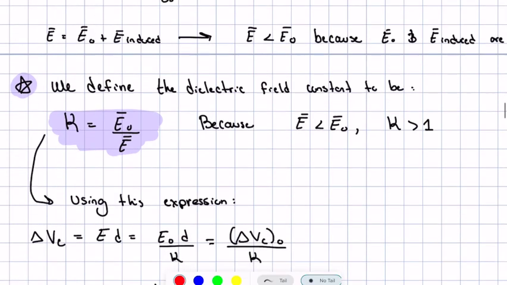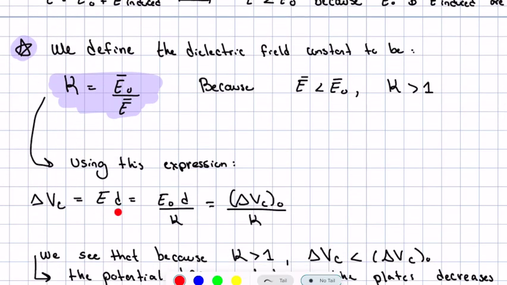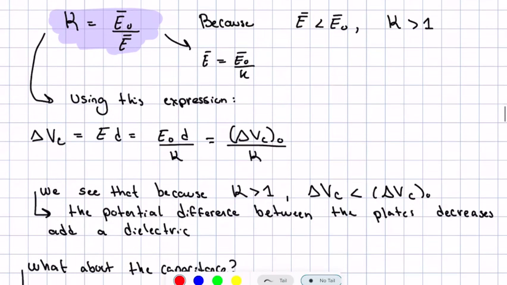We can talk about this in terms of electric potential, which we know is E times D. And we know here that E, this is the new electric field, is going to be epsilon naught divided by K. All I did here was say, okay, E is equal to epsilon naught divided by K, and plug that in here. But we also know that epsilon naught times D is just what the original electric potential was. So we see here, this is the new electric potential, and this is the old electric potential. Again, because K is always larger than 1, the new electric potential is always less than the old or original electric potential.